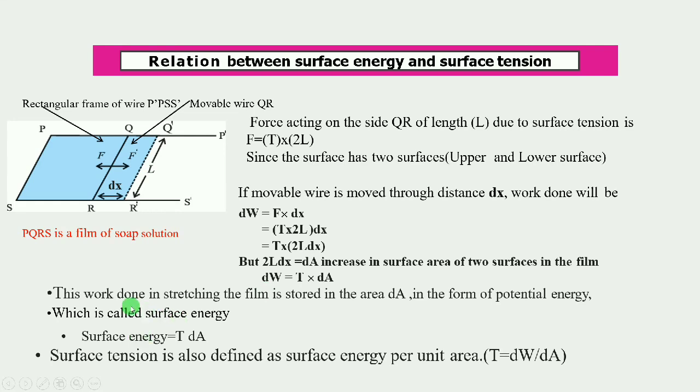This work done is stored in the form of potential energy, which is known as surface energy. So surface energy is equal to T dA. Surface tension can also be defined as surface energy per unit area, that is, T equals dW by dA. So this is the relation between surface tension and surface energy.